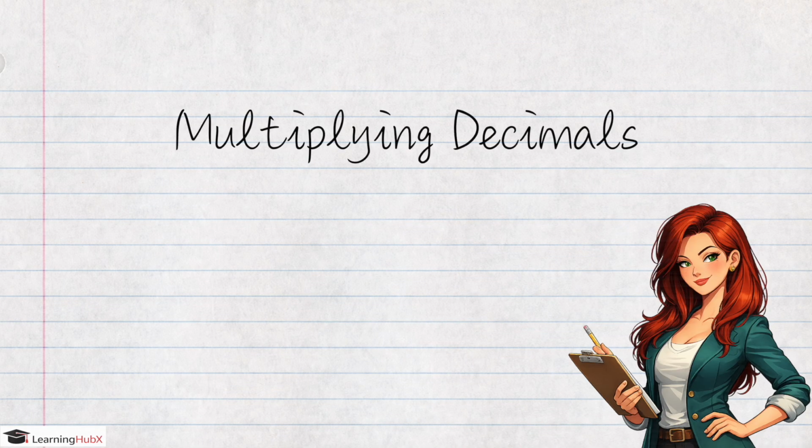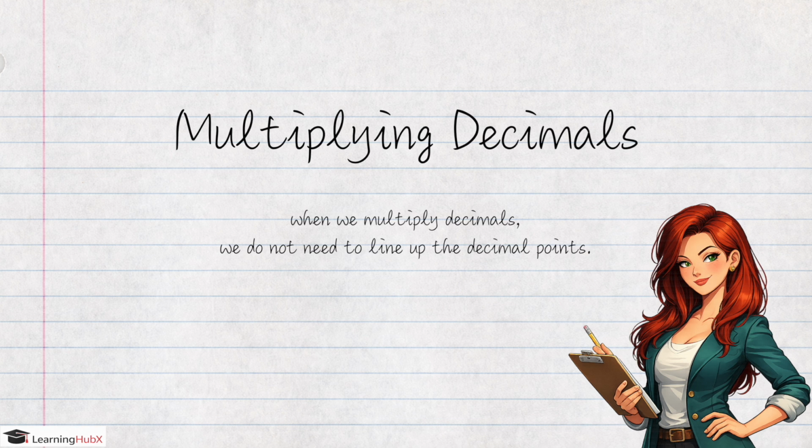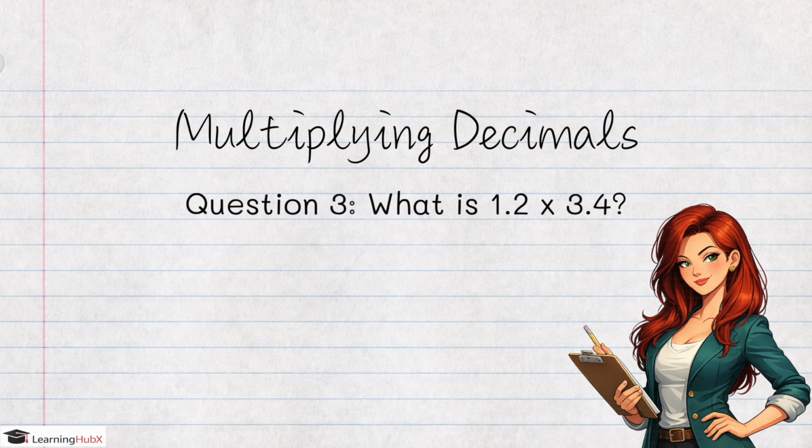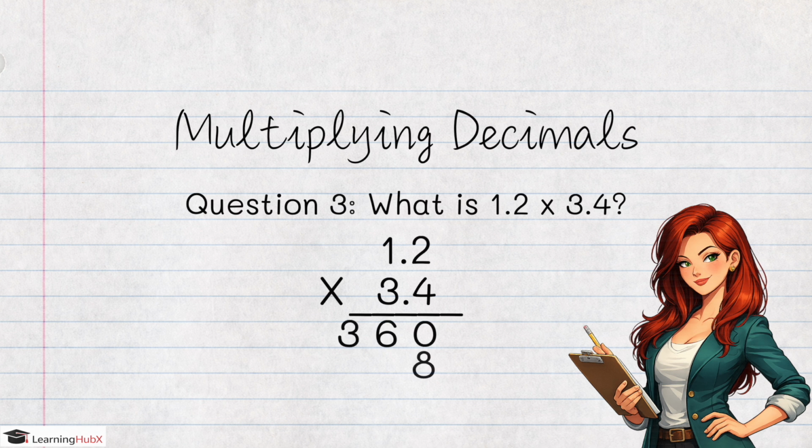Unlike adding and subtracting decimals, when we multiply decimals, we do not need to line up the decimal points. Here are the steps for multiplying decimals. Step 1, multiply the numbers as if they were whole numbers. For example, 1.2 times 3.4. 3 times 2 is 6. 3 times 1 is 3. 4 times 2 is 8. 4 times 1 is 4. Add them together, we have 408.